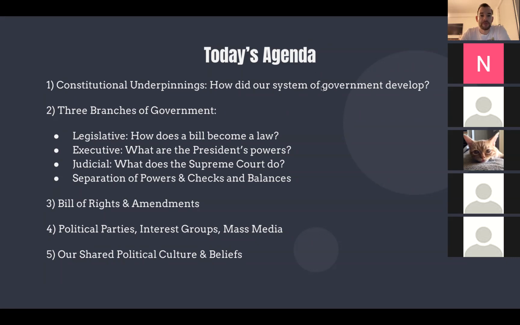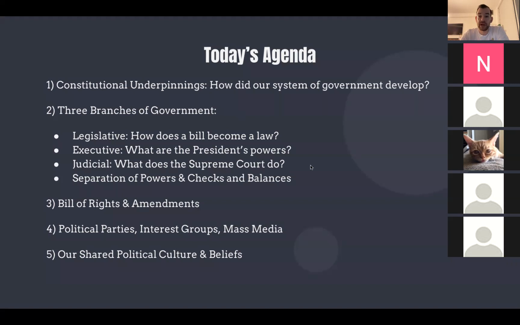All right, so let's get started. On our agenda, we're going to talk about first what are called constitutional underpinnings. This is how our system of government developed. Second, we're going to talk about the three branches of government. So legislative branch, we're going to focus on how a bill becomes a law. Executive branch, we'll focus on what are the president's powers. Judicial branch, what does the Supreme Court do? And then we're going to look at how these three branches interact, the separation of powers and checks and balances.